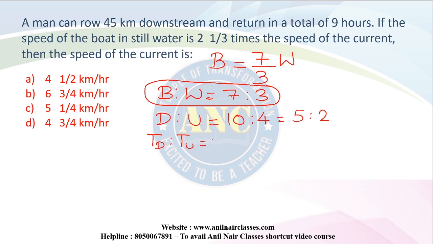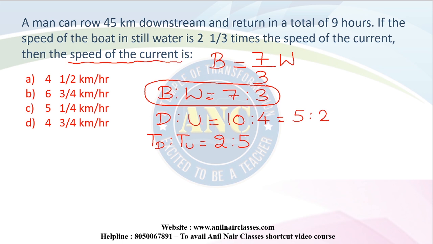So by default, distance is constant. That's the reason. Speed ratio is 5:2, so time ratio will be 2:5. I hope till this point it is clear. Now, what is the question? Find the speed of current. That means basically the W value is what we are trying to find in this question.